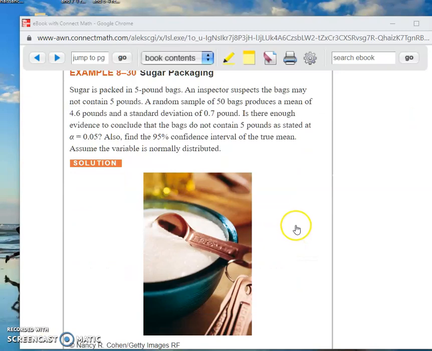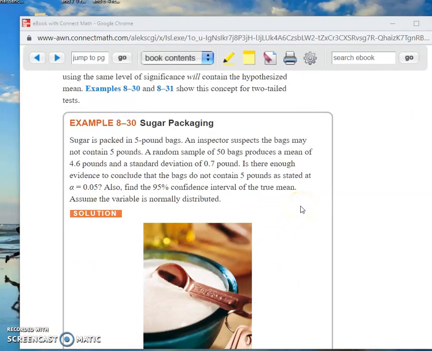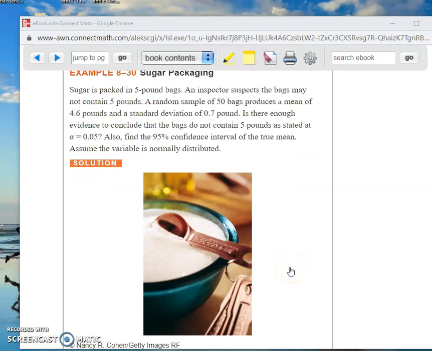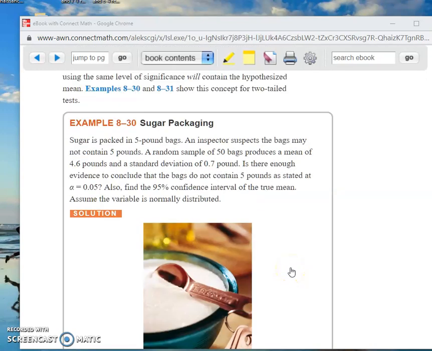Okay, so here's a typical scenario, a typical problem. We're talking about sugar being packed in 5-pound bags, okay? And the inspector thinks, well, I'm not sure that it has 5 pounds in there. That's a legitimate question, right? You don't know whether there's really 5 pounds in there or not. So he takes a random sample of 50 bags, so n is 50, and he comes up with an x bar, a mean of 4.6, with a standard deviation of 0.7. Is there enough evidence to conclude that the bags do not contain 5 pounds as stated on the label? We're going to have an alpha of 0.05, so our error budget is 5%.